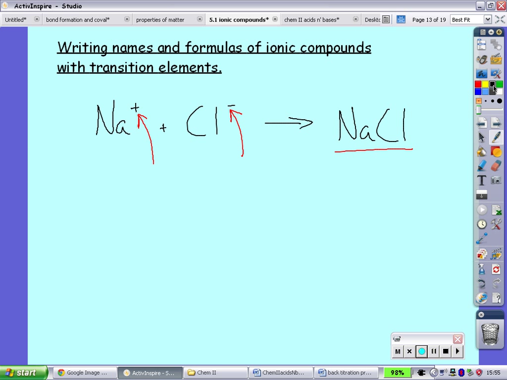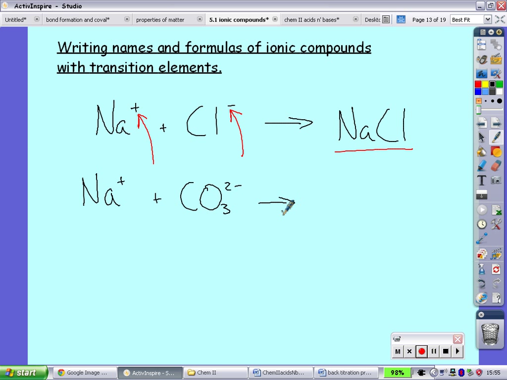Then on Tuesday we started learning about compounds that contain polyatomic ions, and those are the ions that you can find on page 158 of your textbook. So we used an example like sodium ions and carbonate, CO3 2-.